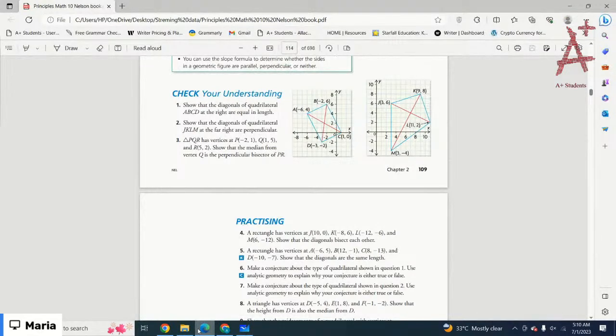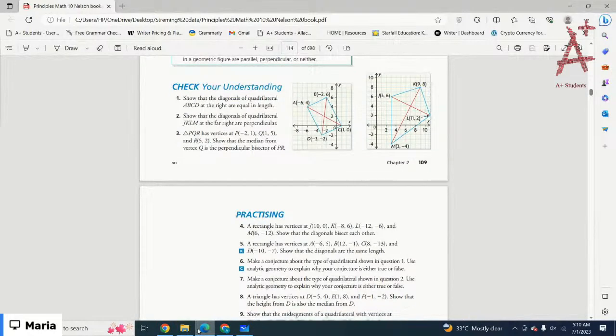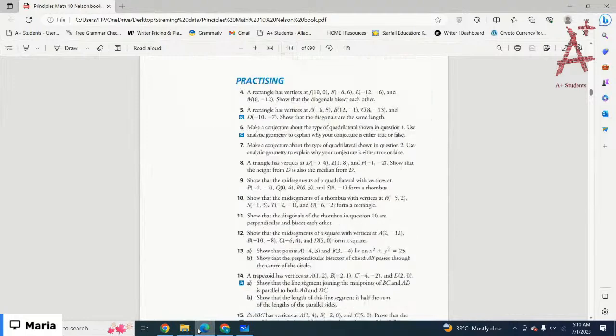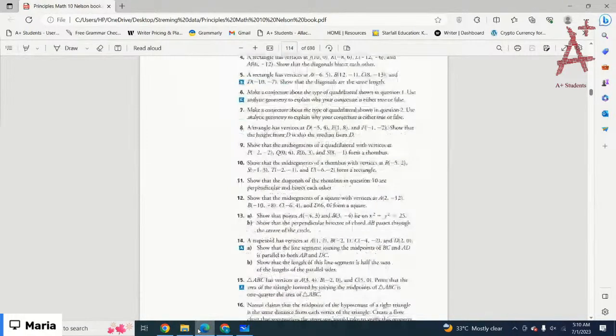Okay, the next one we're going to do is question number 5. A rectangle has vertices A, B, C, and D. Show that the diagonals are the same length. That's the one we did with question number 1. You can do it the same way. Let's just see question number 6.